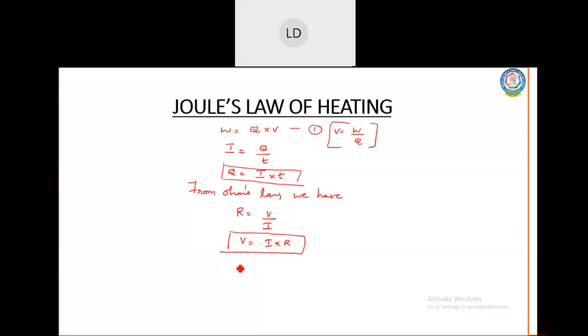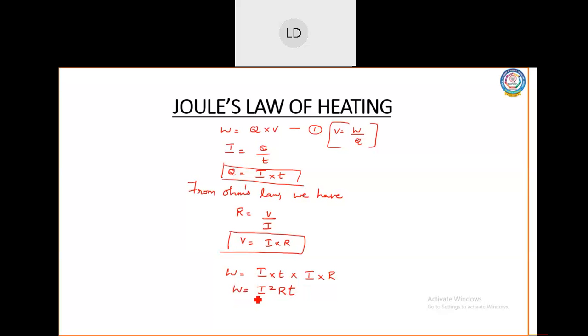So substitute now. When I substitute, W is equal to I into T. For Q, I will substitute I into T. For V, I will substitute I into R. So here is the equation for the work done. Work done will be now I square R into T. Okay. So what has been done here?